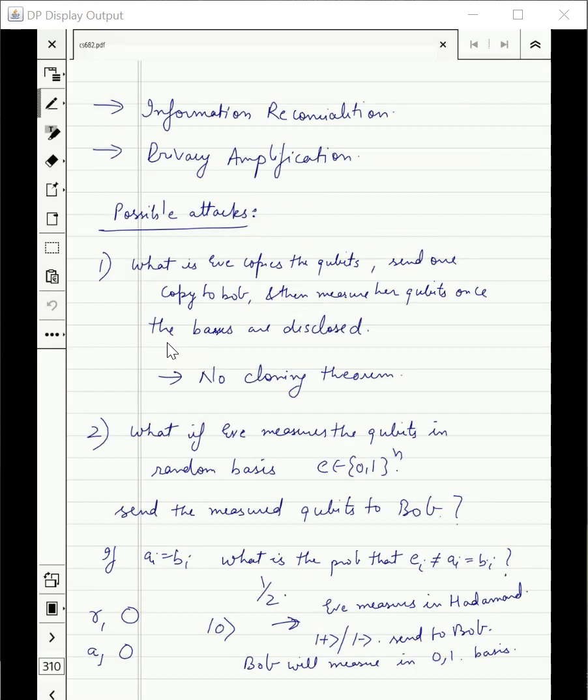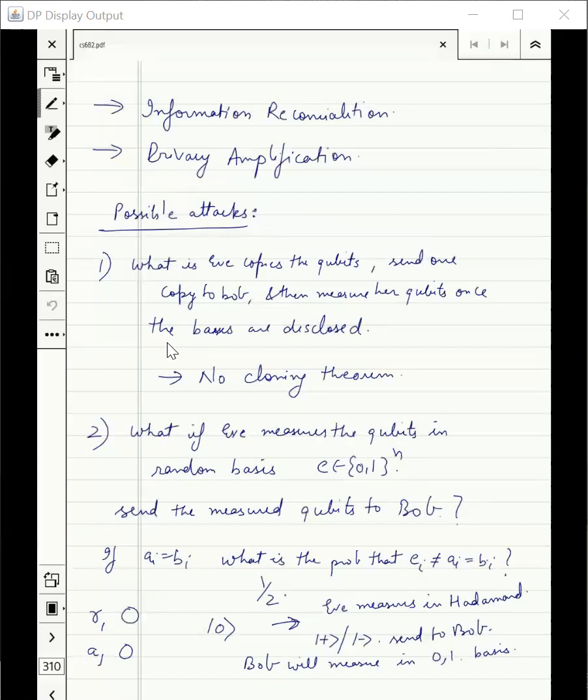Right? So can Alice send multiple copies of this initial message that was with Alice? Means Alice knows what the message is, so she can copy it.